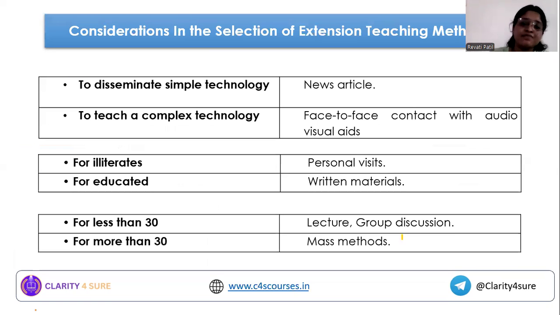Let's see how we are going to consider this. We have seen around 20 or more different methods. So how are you going to consider different methods for particular situations? Let's see how you can consider that. If you want to disseminate simple technology, you are going to choose news articles.